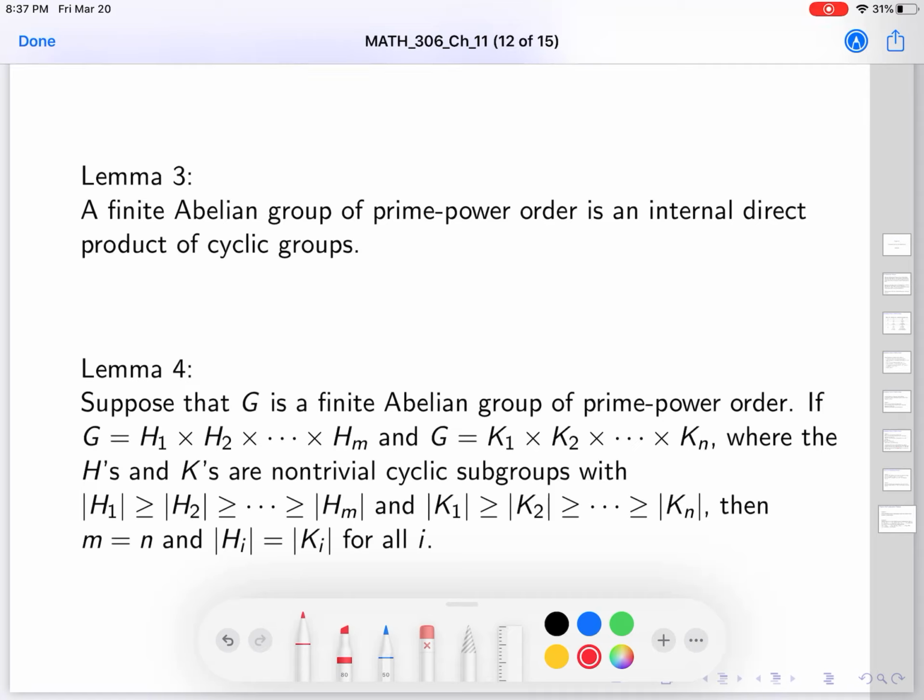And lemma 4, suppose that G is a finite abelian group of prime power order. If G is equal to these internal direct products of H's, and G is also equal to these internal direct products of K's, where H's and K's are non-trivial cyclic subgroups, with these inequalities holding true, then m has to equal n, and the order of H_i equals the order of K_i for all i.